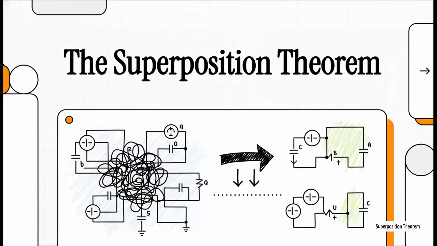You ever look at a circuit diagram and just feel your brain kind of freeze up? You've got multiple power sources all pushing and pulling current at the same time, and it can just look like a total mess. Well, today we're going to talk about a really cool trick for that. It's called the superposition theorem, and it's basically a divide and conquer strategy for circuits. It turns that chaos into something totally manageable. So let's see how it's done.